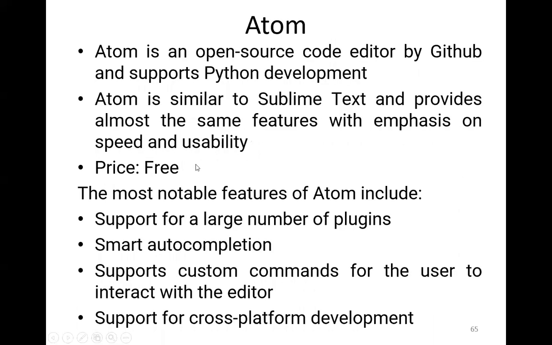Next one is the Atom. Okay, Atom IDE. It is an open source code editor by GitHub and supports Python development, right? It is similar to Sublime Text and provides the same features with emphasis on speed and usability. Again, free of cost, supports a large number of plugins, smart auto completion. Just like other IDEs, it also gives you similar features, okay, and support for cross-platform development also.